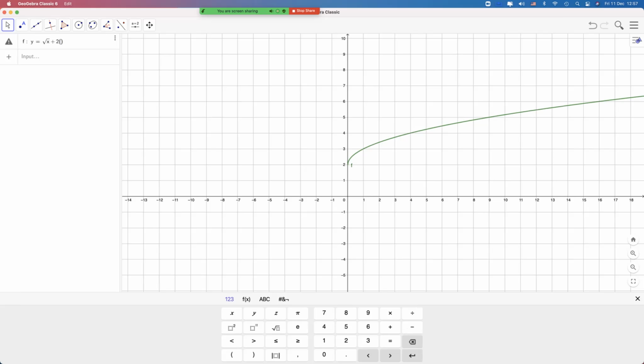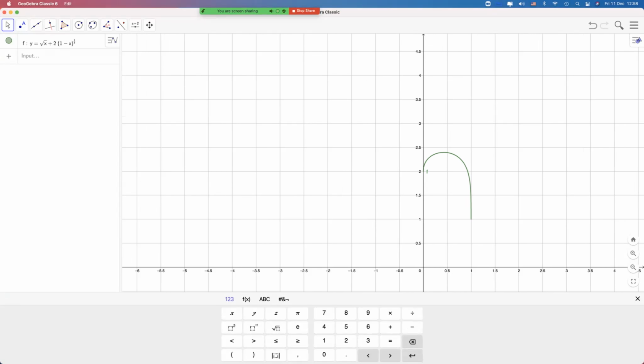I write brackets x, 1 minus x to the power. I press this button, and then I go 1/4. So 1/4. Yes. Hopefully everything is correct. But if I press, then you see what happens. This is the graph of your function. Let me make it a little bit bigger.